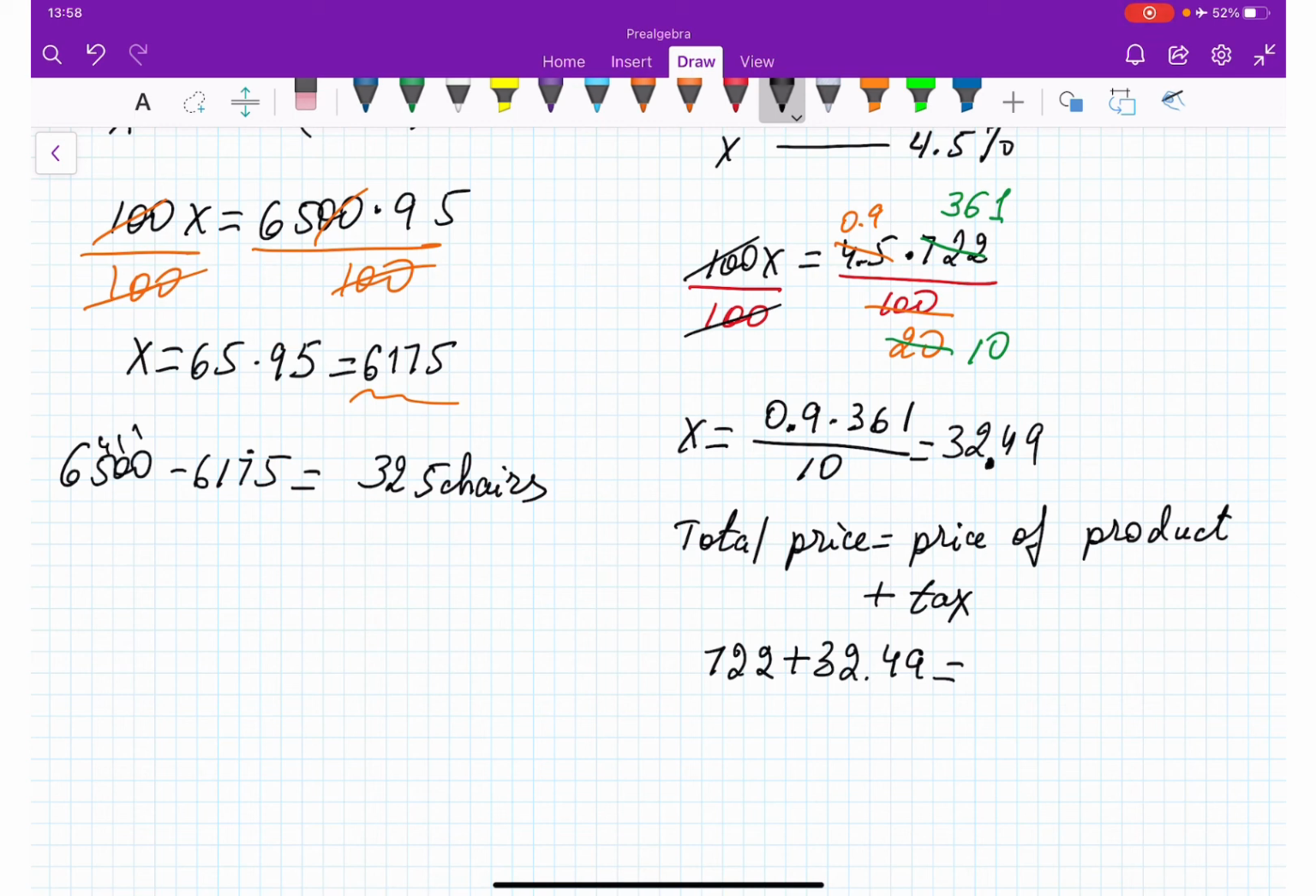Since 722 doesn't have decimal notation, this 49 is going to stay there. Now 2 plus this 2 is 4. And 2 plus 3 is 5. And 7 comes here. So 754.49. So this is going to be the total price. Answer.